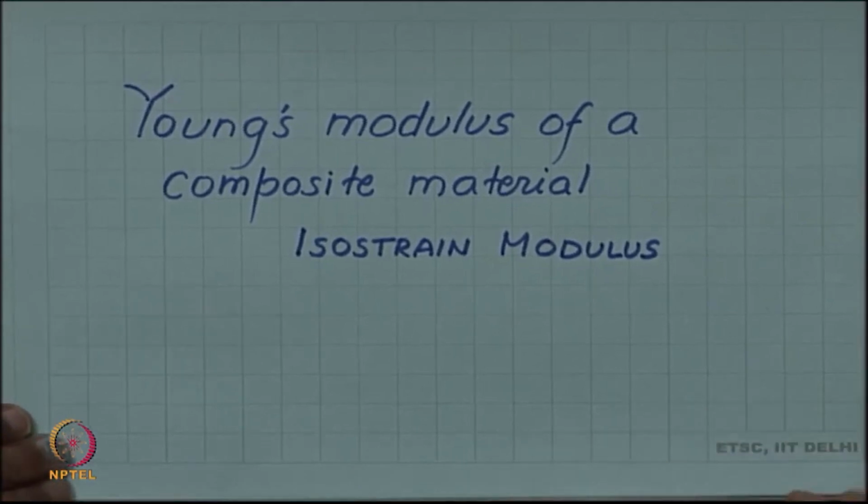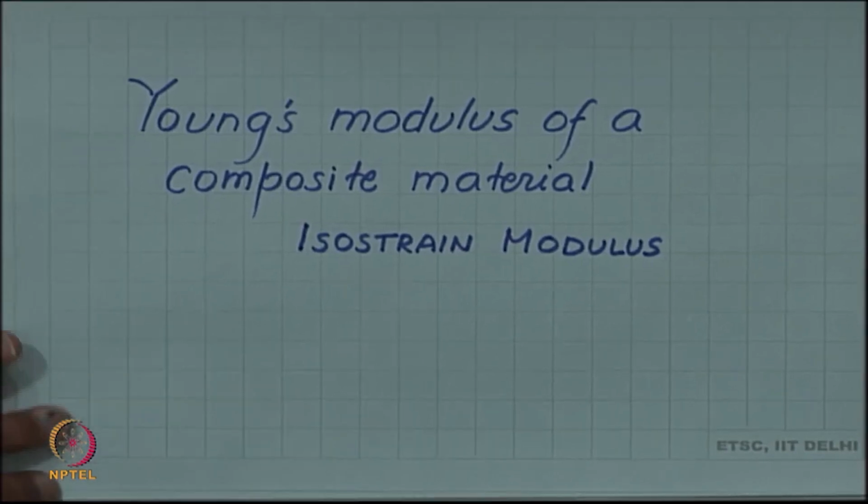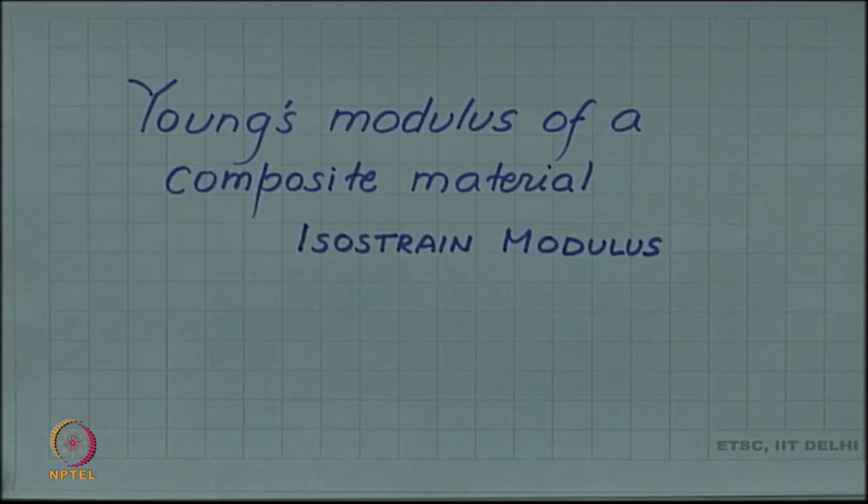As an example of modification of a property of a composite material due to addition of reinforcement, let us consider Young's modulus of a composite material. Particularly, for example, we looked at a polymer matrix composite, the glass fiber reinforced plastic, GFRP. In this, the polymer itself has very low stiffness, very low Young's modulus, but glass has higher stiffness. So, when glass is added, the stiffness of the composite, the Young's modulus of the composite, increases.